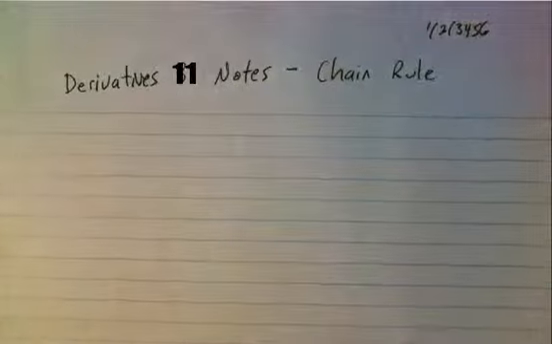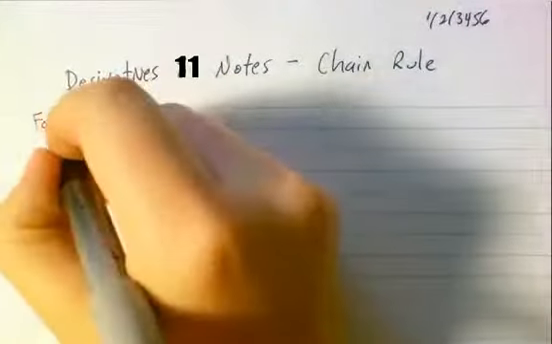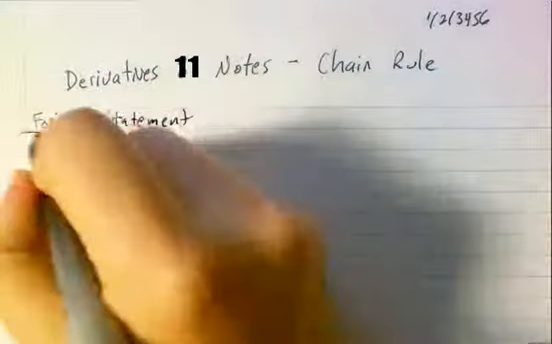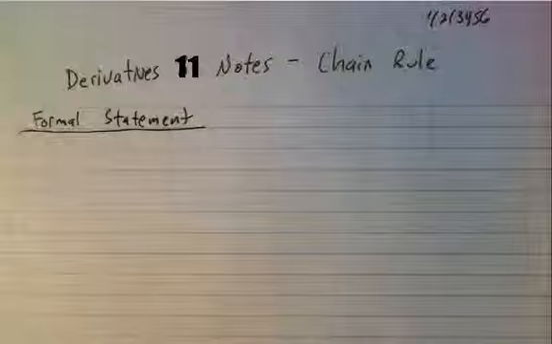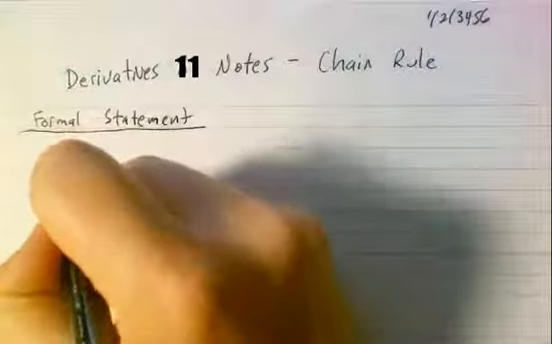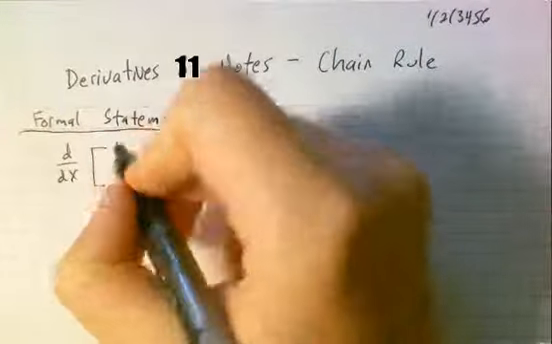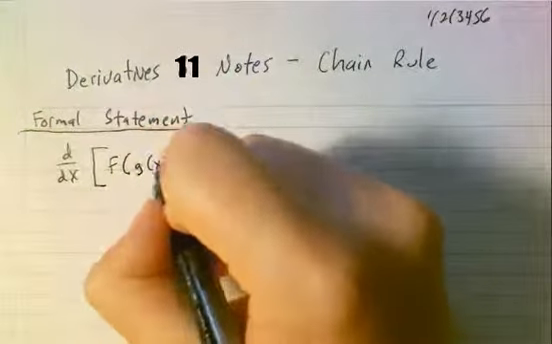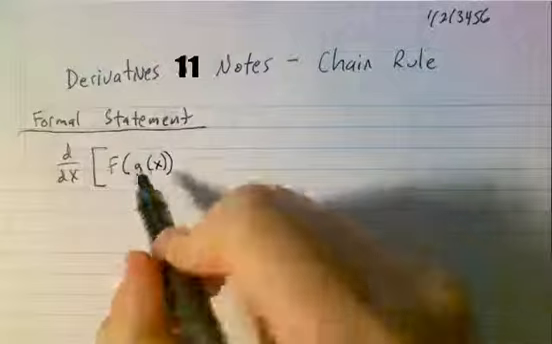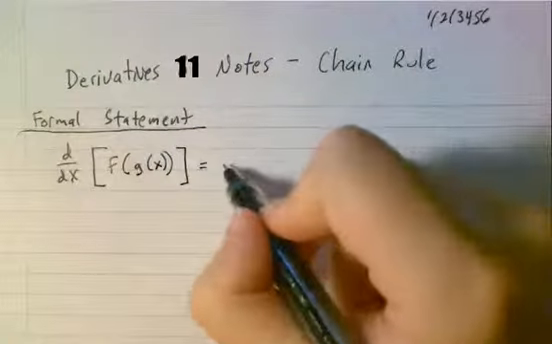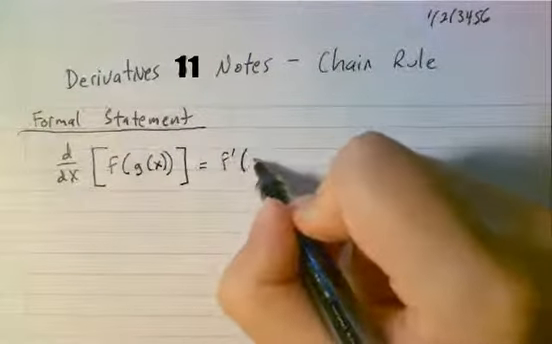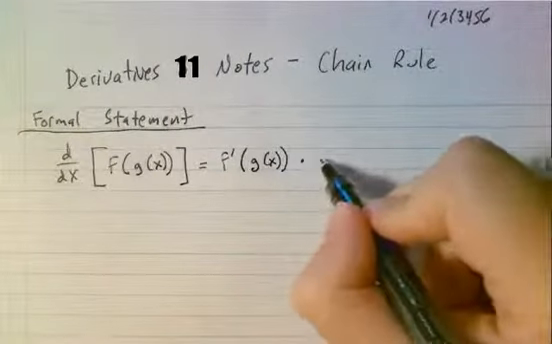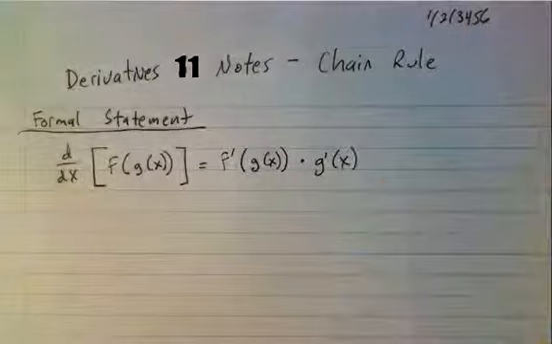So let's start off with the formal statement of the chain rule. And it goes like this. If we're taking the derivative of a composite function, so that just means that we have one function that's inside another one, that's the derivative of the outside function with the inside function untouched times the derivative of the inside function.